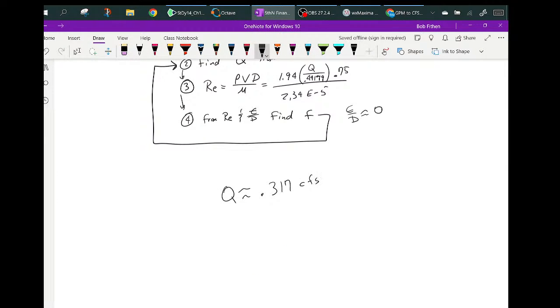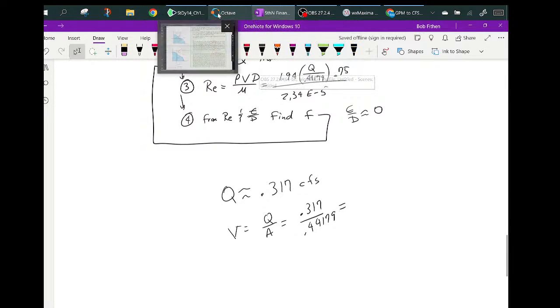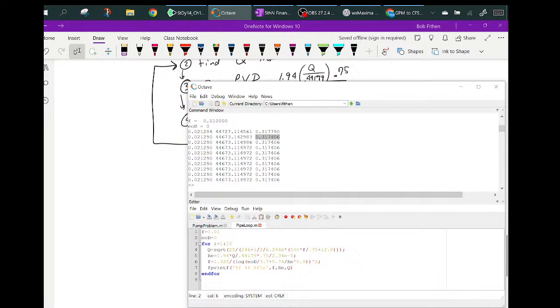The velocity is equal to the Q divided by the area, or 0.317 over 0.44179, which would be, I tell you what, let's do this. Go ahead and calculate the velocity. Velocity is equal to Q divided by, I forgot to put the equal. Q divided by, there it is.